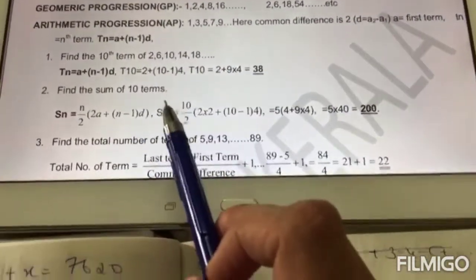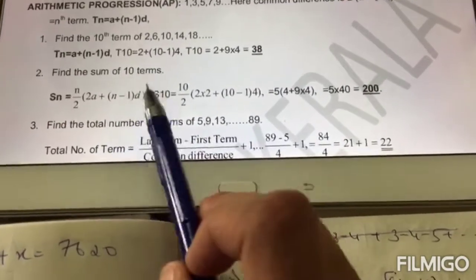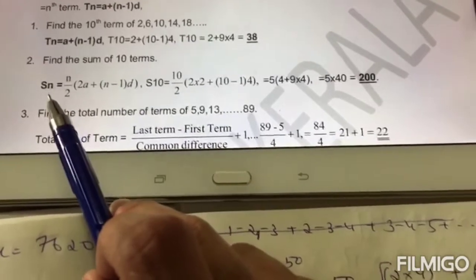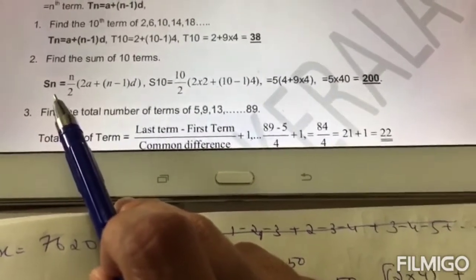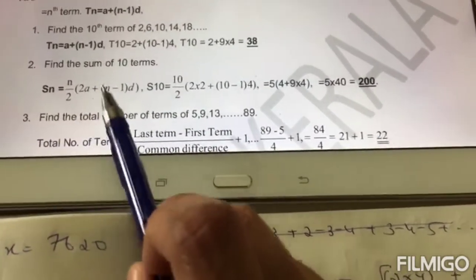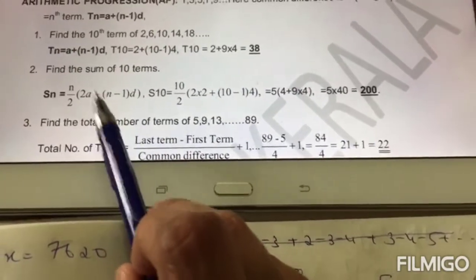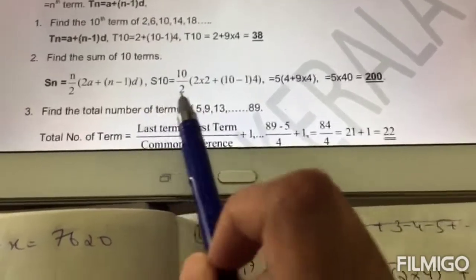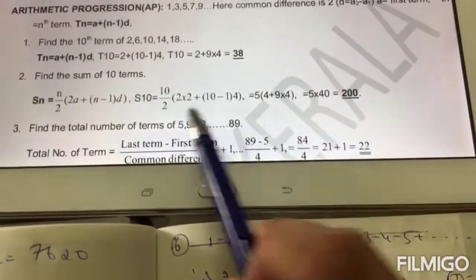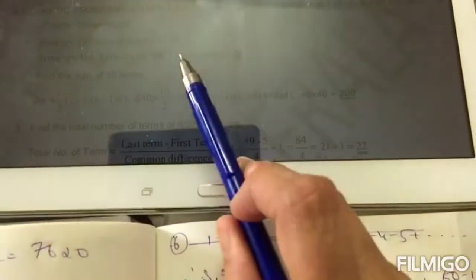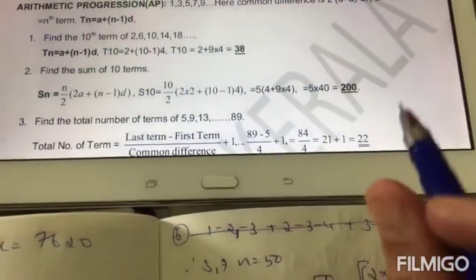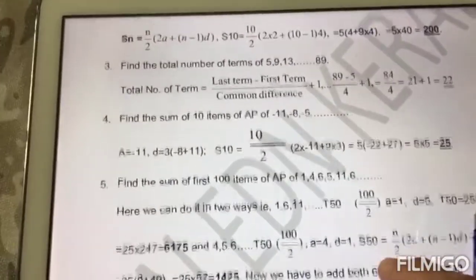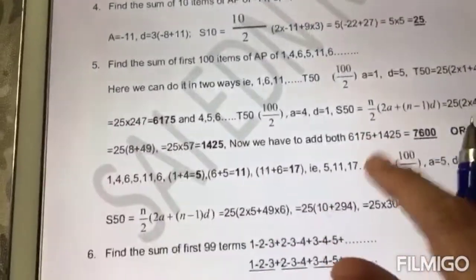Relating to the first question is the second one. Find the sum of the n terms. Here again we have to use this formula. Sum Sn, or S10 in this case, would be n by 2, open brackets, 2a, where a is the first term, you can call it A or A1, plus n minus 1 D. When you solve it, you'll find that the sum of the 10 terms from the series given here is 200. Number 3 and 4 are similar and straightforward to 1 and 2, so I'm not going to do them. You can try them yourself.